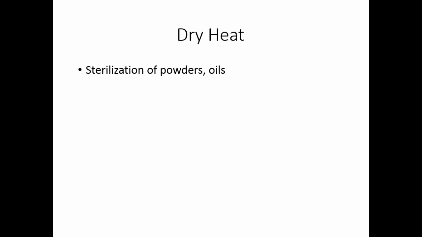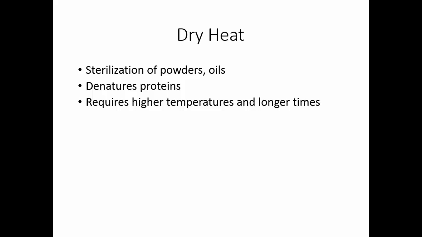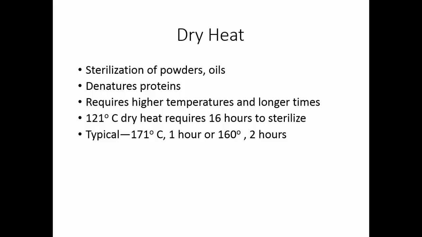Dry heat is used to sterilize powders and oils and other things that can't take moisture or pressure well. Dry heat also denatures proteins, but you require higher temperatures and longer times. 121 degrees centigrade dry heat would require 16 hours to sterilize something. Usually, we use 171 degrees centigrade for 1 hour or 160 degrees centigrade for 2 hours. Dry heat is not suitable for rubber, paper, or plastic.